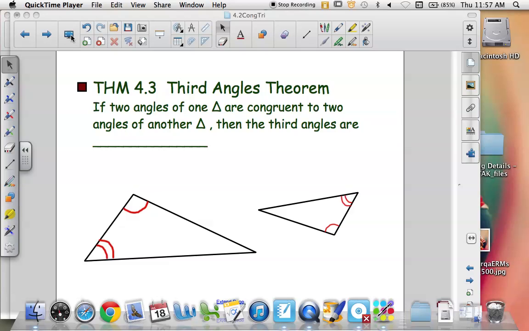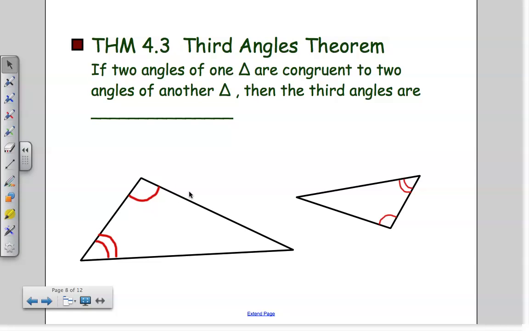In the second part of section 4.2 today, we're looking at the Third Angles Theorem in triangles, and we're going to do some proof today. What the Third Angles Theorem says is that if you have two angles of one triangle congruent to two angles of another triangle, then the third angles are blank. I'm going to explain this a little bit, see if you can fill it in.